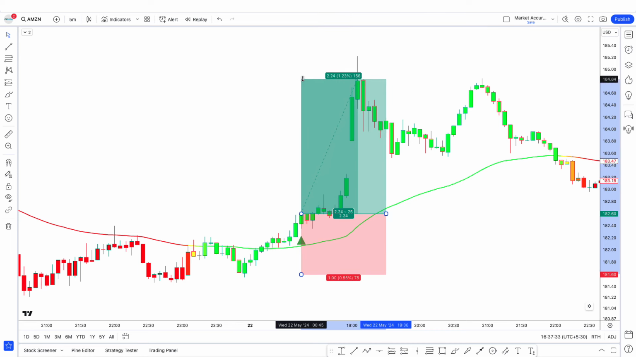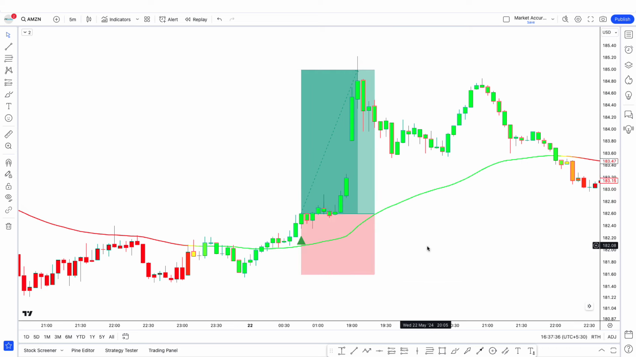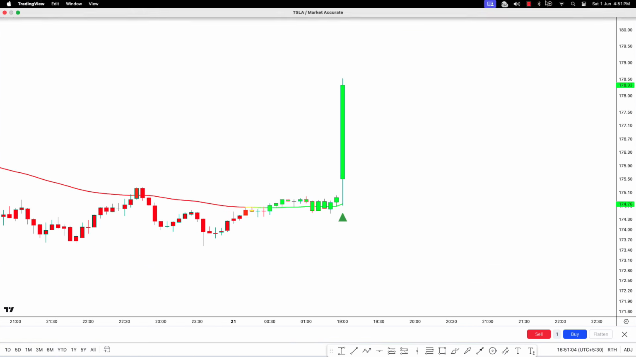I hope you must have understood this example of the strategy. If not, then it doesn't matter. We are going to see some more examples of test trades so that you will definitely understand.